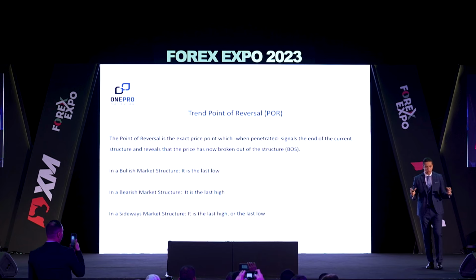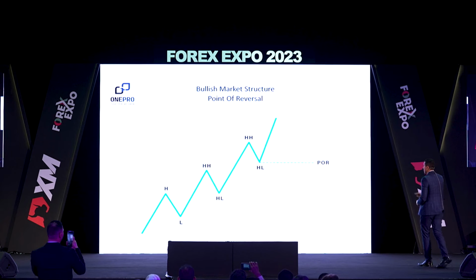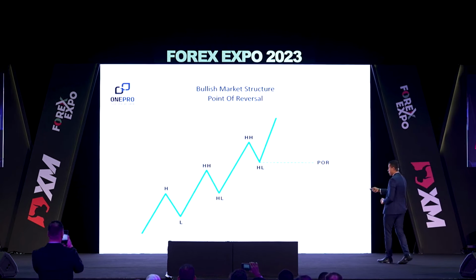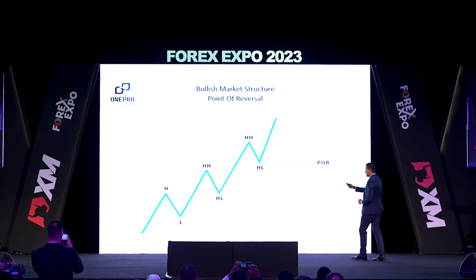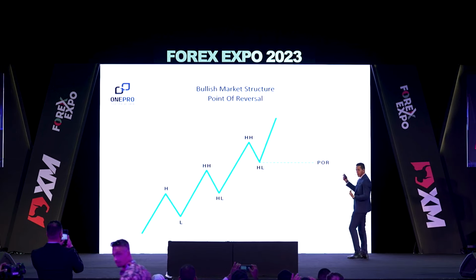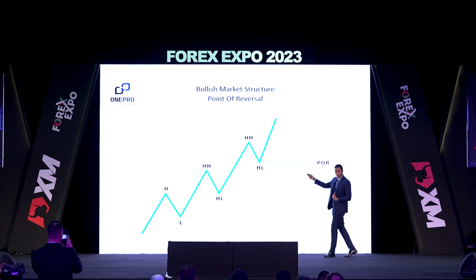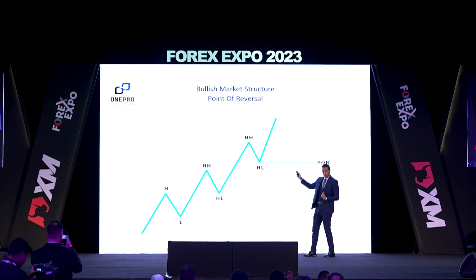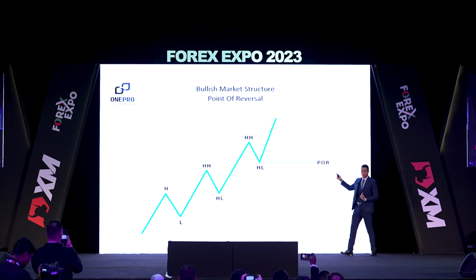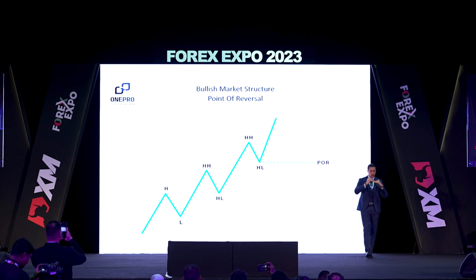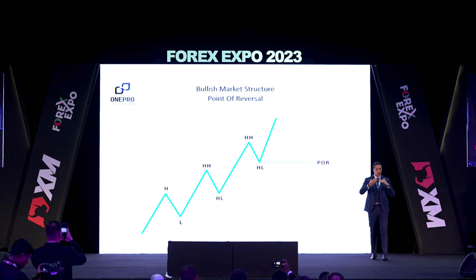I know I might be losing some of you right now. Let's apply on the charts. This is the bullish market structure, right? It's a higher high, higher low, and prices are going up. Every time we register a new higher low, the last low is always the POR, which is the point of reversal. As long as prices are moving above the last low in a bullish market structure, we are still in the market structure.